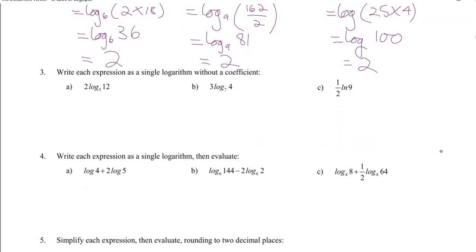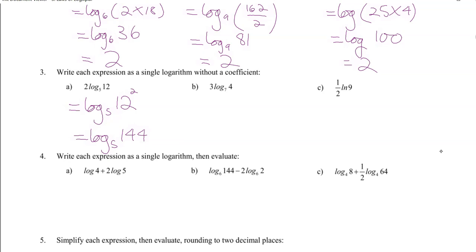Writing each expression as a single log without a coefficient. So get rid of the number in front. So what do we do with the number in front? Where does it go? Goes up as a power, right? So it becomes log base 5 of 12. Number out front goes up as a power, so it becomes the log base 5 of 12 squared. What is 12 squared? 144. So as a single expression, log base 5, 144. What is that? I don't know. We don't know how to work that out yet, but we'll learn.